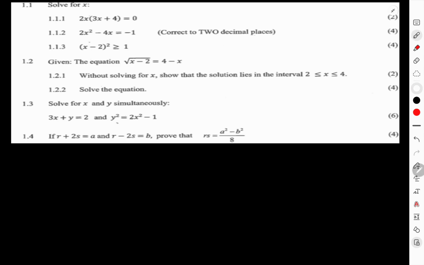We have 1.1.1. We have 2x(3x + 4) equal to 0. So here we are required to solve for x. What should x be, so that when we substitute that x value wherever I see x, the left hand side and the right hand side will be equal.